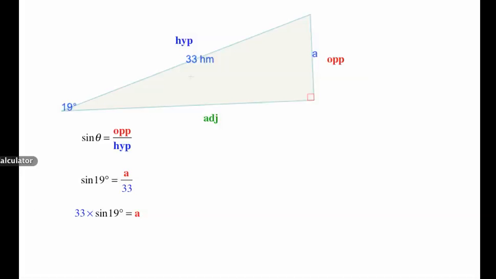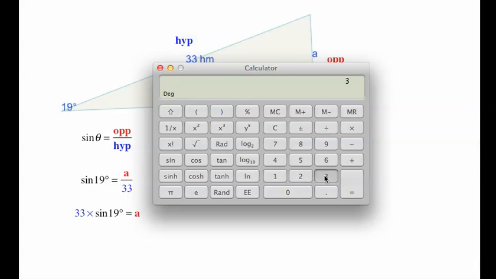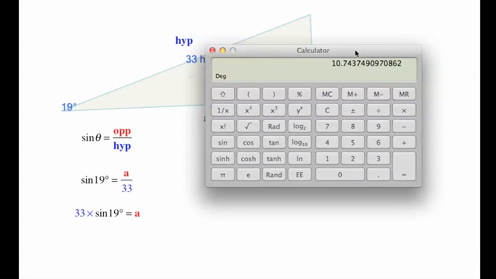We're going to use our handy dandy calculator. We're going to do 33 times 19 sine. Most calculators will allow you to do that. With the order of operations, it'll do the sine of the 19 degrees before it multiplies by the 33. That should give us 10.74, which is our answer.